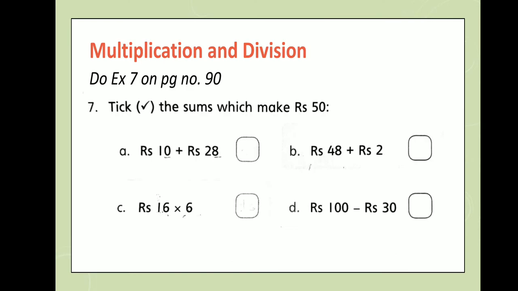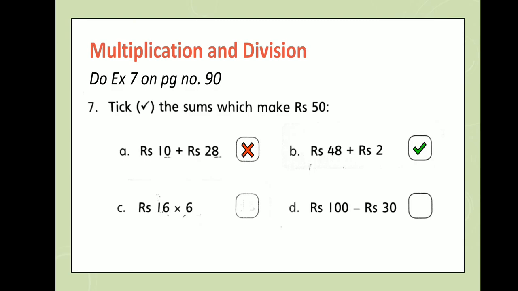Okay, so on page number 90, exercise 7, as you can see, some sums are given. This is an interesting activity. It says mark tick or wrong on sums. You have to mark tick on those which make a number 50. You have already done this in class. Keep practicing. 10 rupees plus 28 is equal to 50? No. And 48 plus 2 rupees is equal to 50? Yes.